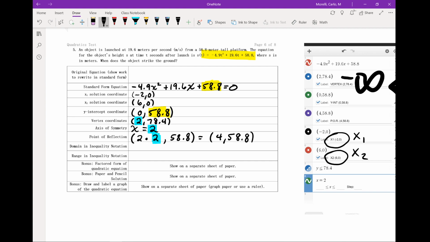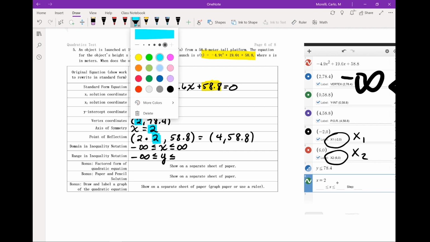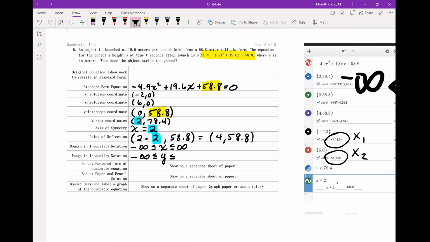And then the domain we already said is negative infinity less than or equal to x, less than or equal to positive infinity. And the range we said was negative infinity less than or equal to y, less than or equal to the y value of the vertex. What's the y value of the vertex? Yep, thank you, Jonathan. 78.4.